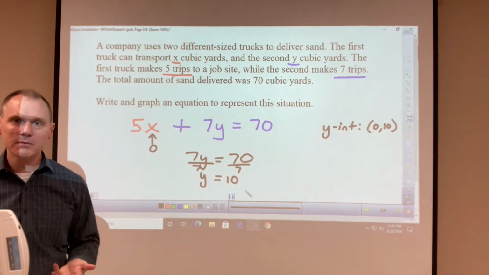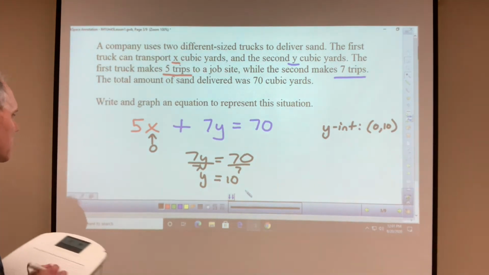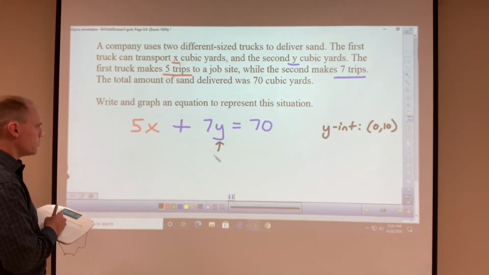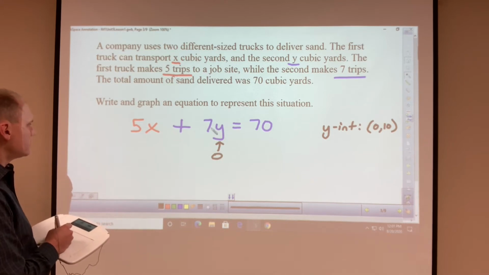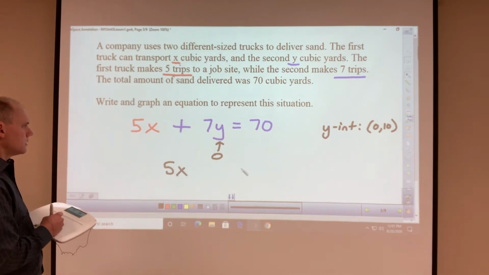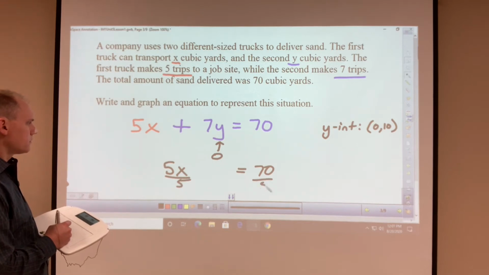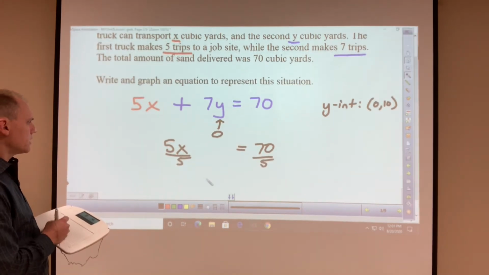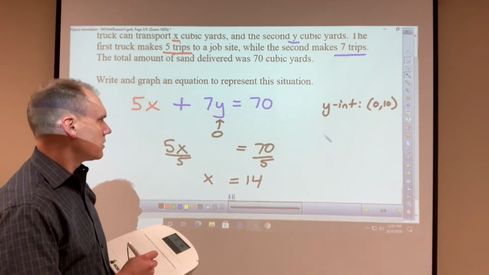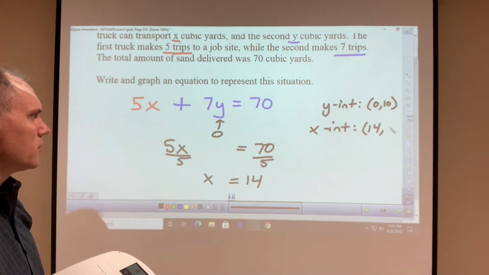How do we find the x-intercept? That's the x value when y is 0. So we're going to do the same thing, but now we're putting 0 in for the y value instead of the x. So put 0 in for y, and we get, let's see, 7 times 0 is 0 again, right? So really all it's going to leave us with is 5x equals 70. All right, so divide both sides by 5, and we're going to get x is equal to 14. So that means our x-intercept is the point 14, 0.